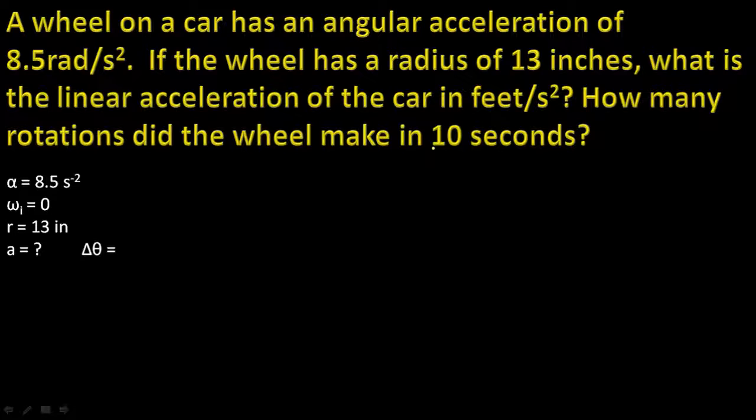How do we begin? As per usual, we list variables. Notice that I wrote that the angular acceleration is just 8.5 inverse seconds squared, which is fine because a radian isn't really a unit. The initial angular speed is 0. The radius is 13 inches. We want our answer to be in feet per second squared. We can either make that change at the end or we can make it right now. And I'm going to choose to make it right now.